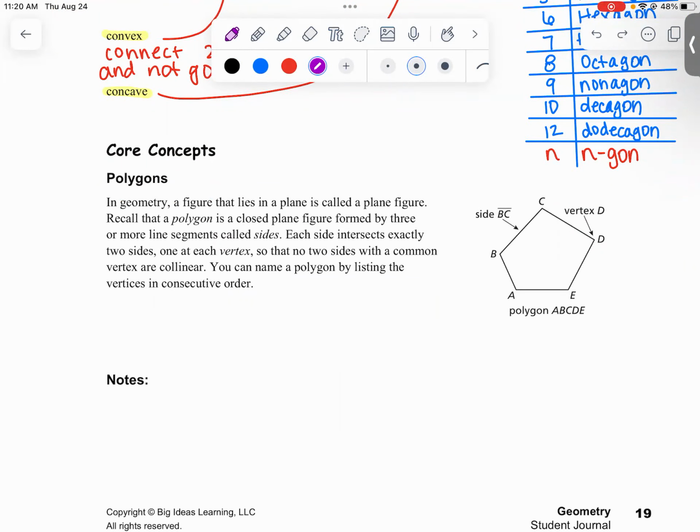So notice how our side is a line segment. Our vertex points are going to be points. And then we're going to use all of the vertices to name the polygon.